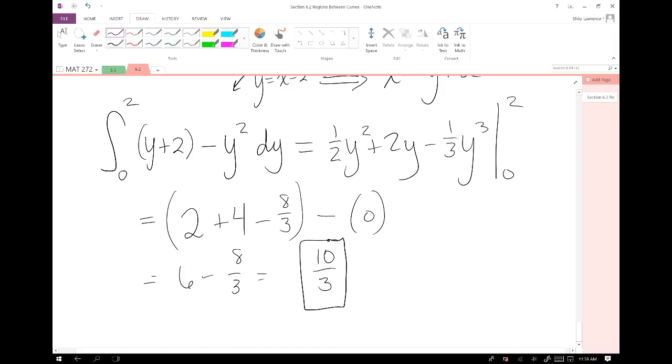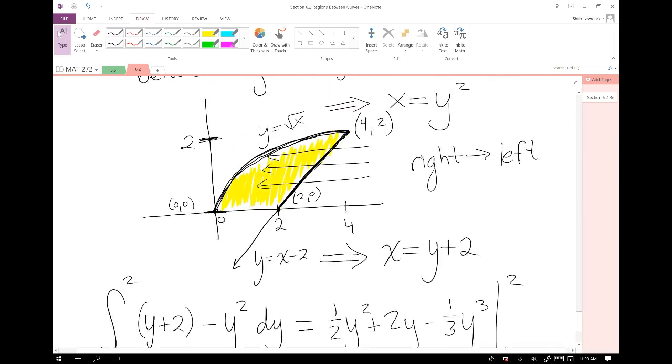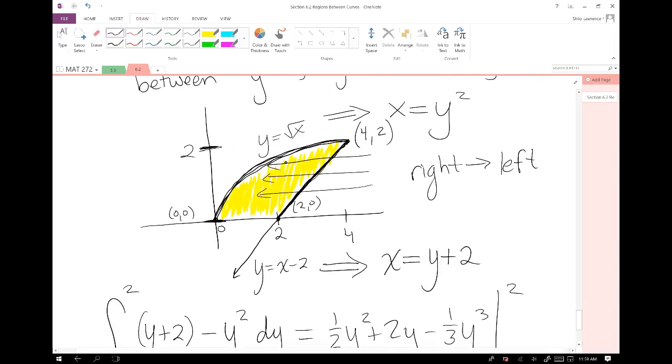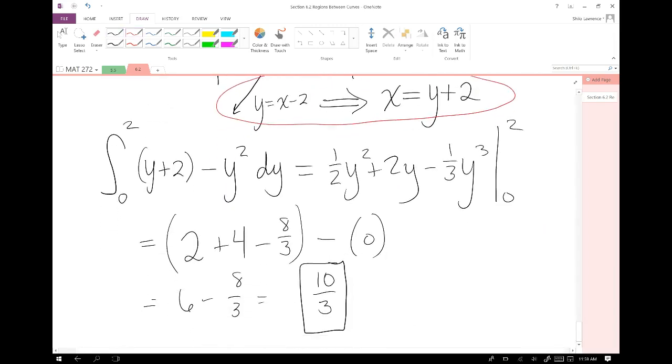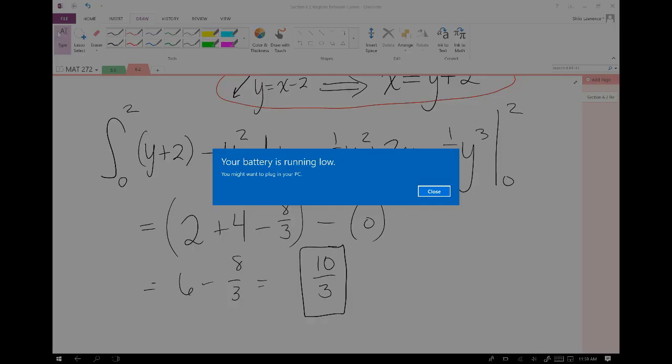So much easier. The trick is, though, to just check for that before you decide you're going to split it into pieces. Check for that really quickly. If we were to try to do this right to left instead, could we avoid having to break it apart? The only extra work you have to do is rewriting your functions as functions of y as opposed to functions of x. And then you're ready to go. Usually it's going to be a much easier problem than having to split it up into pieces.